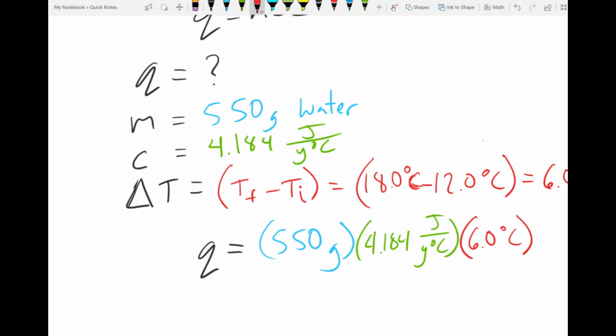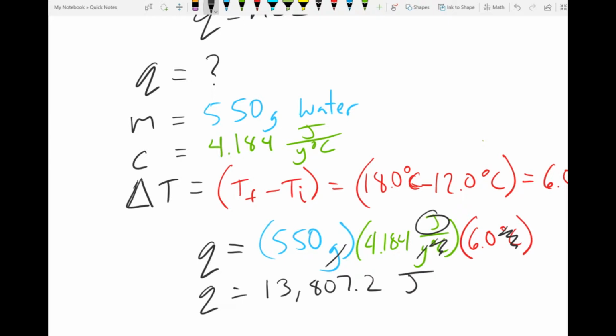From here, it's pretty straightforward. You're going to notice that your grams cancel out and your degrees Celsius cancel out, so you're left with joules. Then all you have to do is multiply straight across, and that will give you your heat. What you'll find is that your heat is 13,807.2 joules.